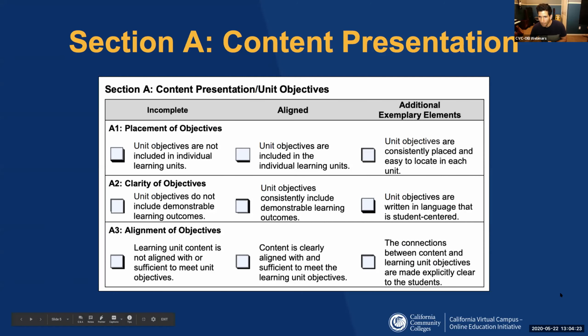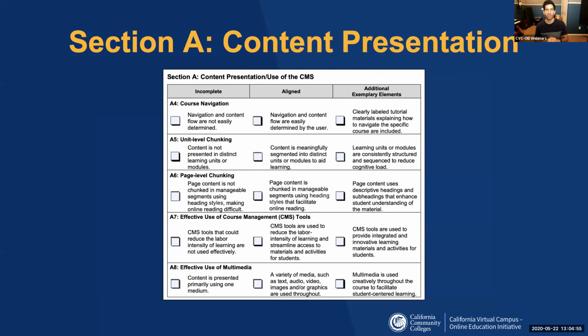So there are 14 elements in Section A. It is the largest of sections A through D, and each is grouped in a way that makes sense. So we'll be looking at these 14 elements in 4 chunks. The first part deals with the unit objectives and how they relate to the course. The next deals with content presentation and how you use the tools available in Canvas as your course management system, or you may have also heard of it as Learning Management System, LMS.